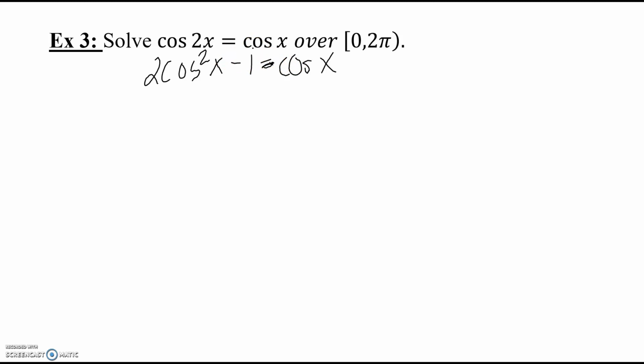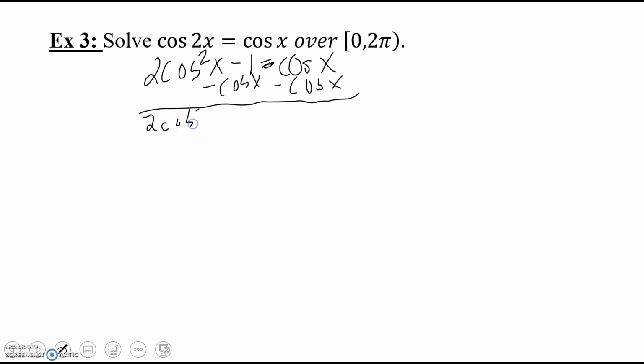So now we need to get 0 on one side whenever you want to solve a quadratic equation. So we'll move cosine of x to the other side. And you cannot combine cosine of x with this 2 cosine squared x because one has a variable and one doesn't. So that'll be 2 cosine squared x minus cosine of x minus 1 equals 0. And so you have a quadratic equation.